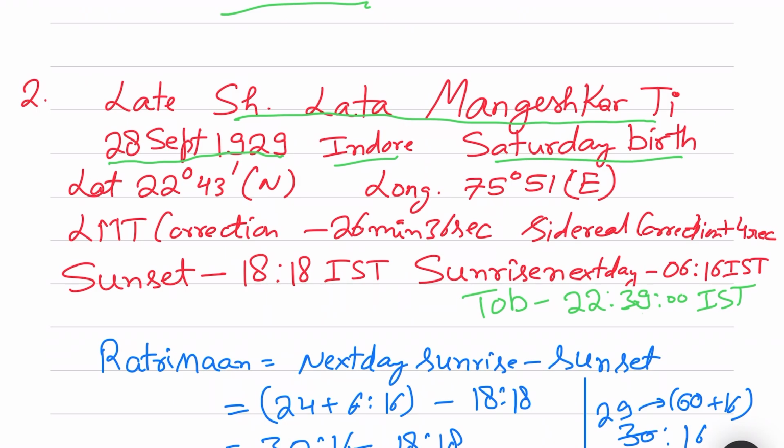Now let's take the example of Srimati Lata Mangeshkar ji. The time of birth is 22:39:00 IST. It is a night birth, and sunset time is 18:18 IST. For the calculation of Ratriman, what we need to do is, next day sunrise is at 6:16:18, and we have to subtract the sunset from the next day sunrise, and this sunrise value is less than the sunset value, so we add 24 to it. So it is 24 plus 6 hours 16 minutes minus 18:18, so it becomes 30:16 minus 18:18.